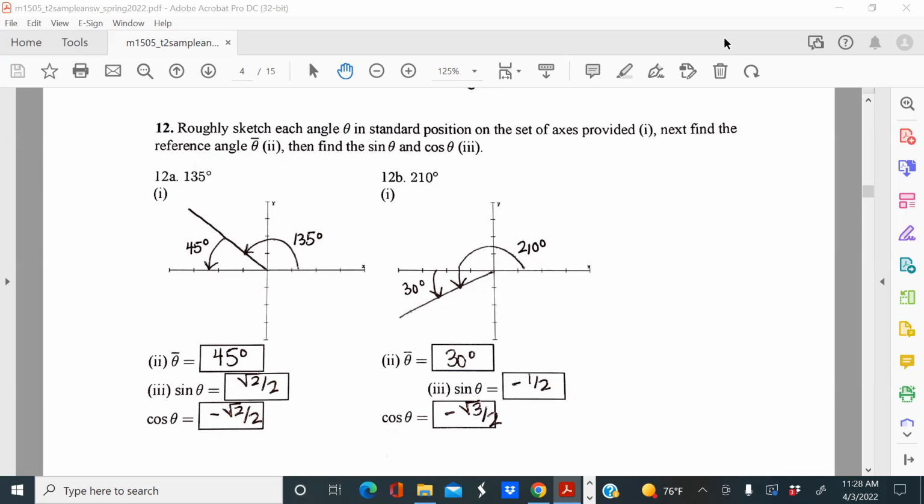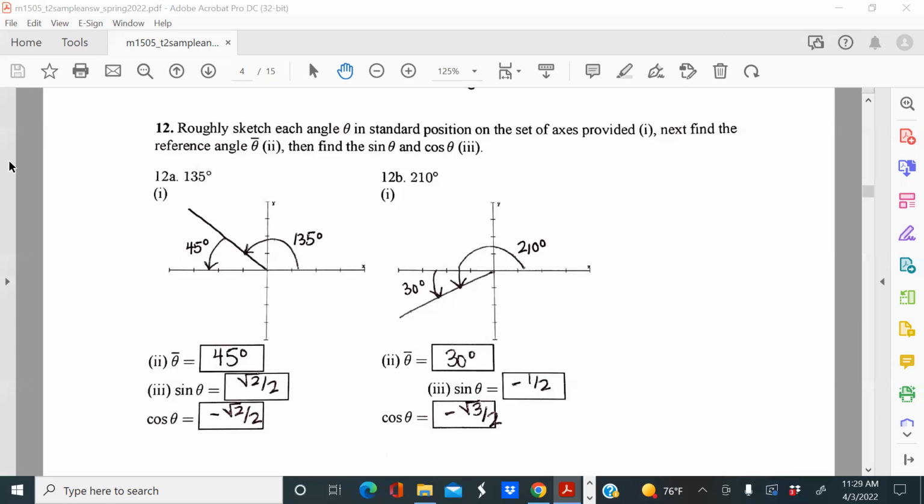And so this is something that I hope you will have practiced extensively before you come to take the test on Wednesday, April 6th, right? So that's the purpose here of problem number 12 on the sample test, is to give you practice computing trig ratios for non-acute angles, angles bigger than 90 degrees or negative angles, using the idea of a reference angle, right?